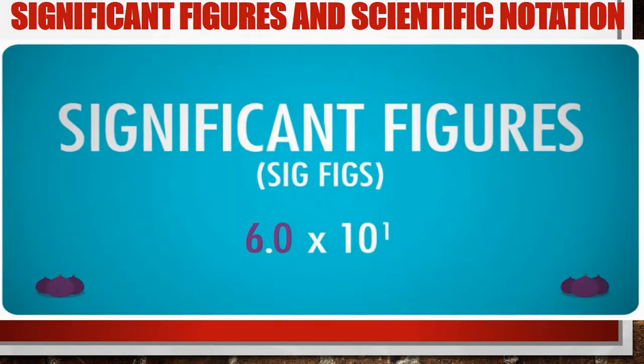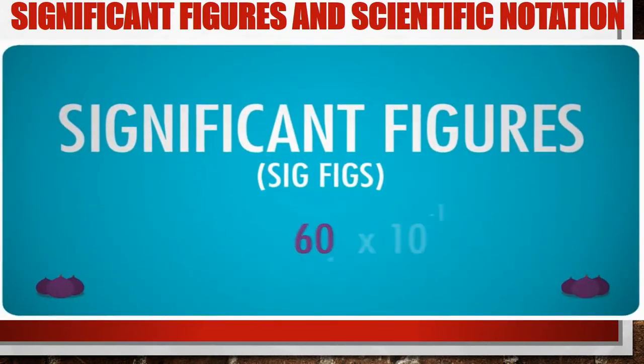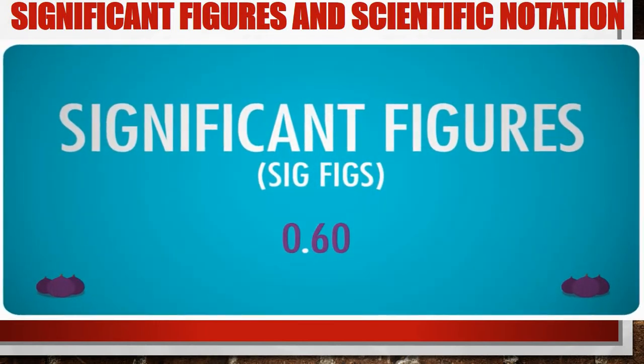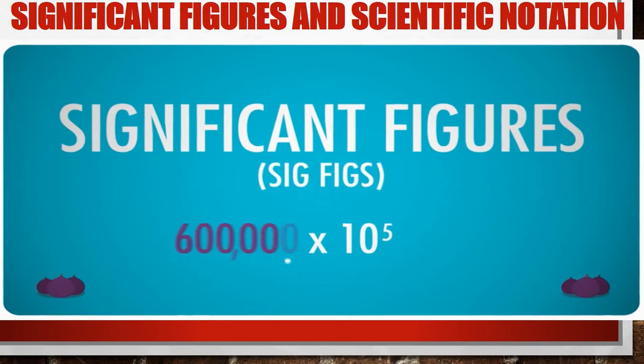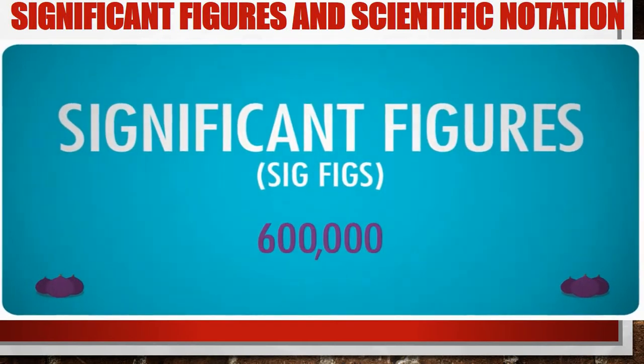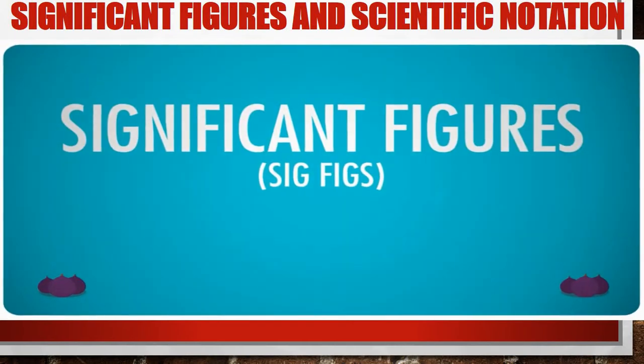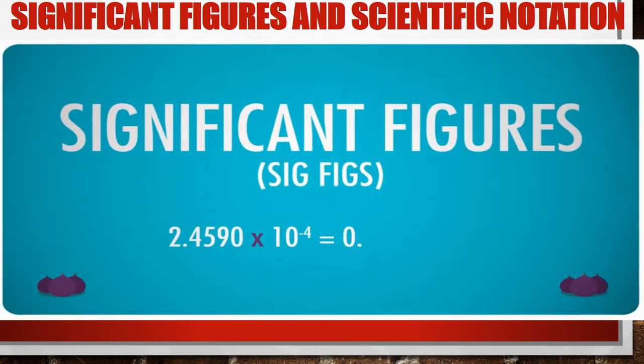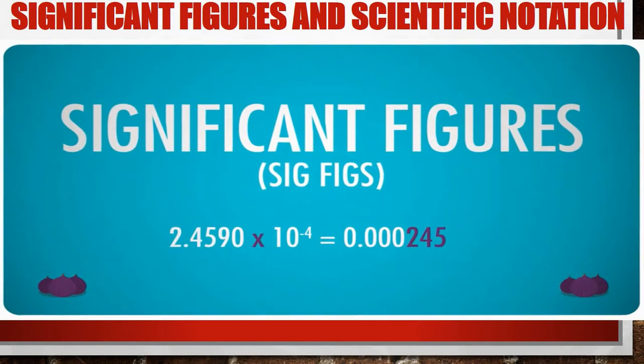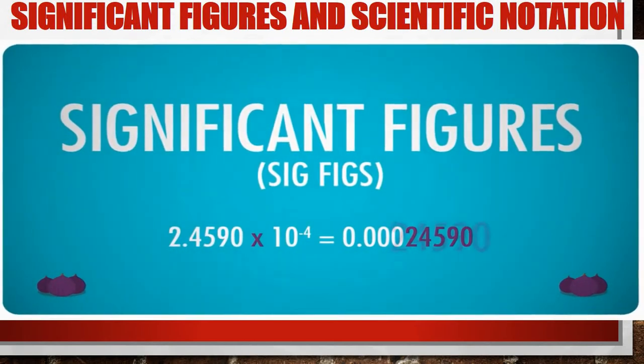So to the first power, you move it 1 to the right, and you get 60. To the negative first power, you move the decimal point 1 place to the left, and you get 0.60. To the fifth power, 1, 2, 3, 4, 5, and you get 6 with 5 zeros, or 600,000. Of course, your significant figures get preserved, so 2.4590 times 10 to the negative fourth is 0.000245990, and you still get the same 5 sig figs.